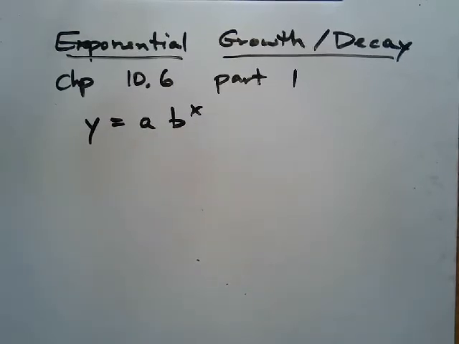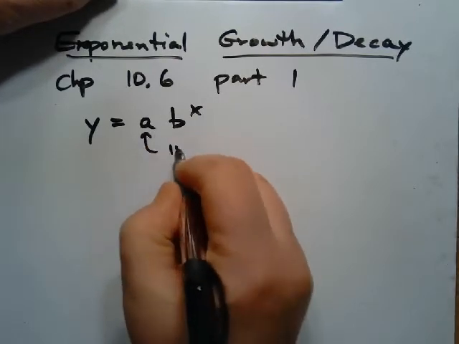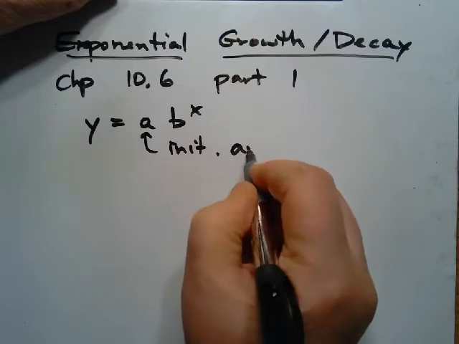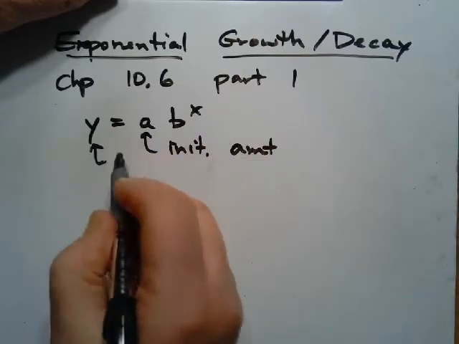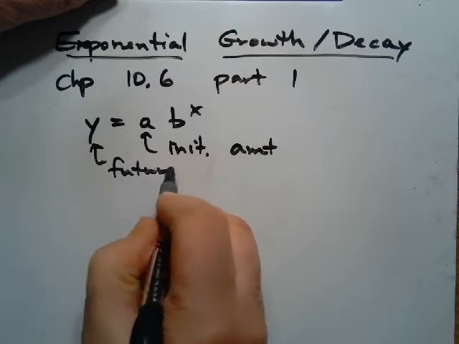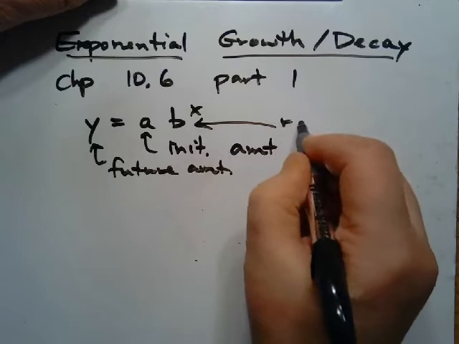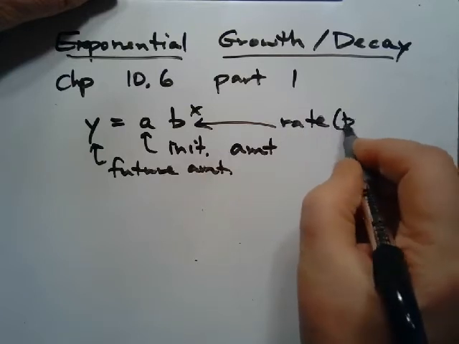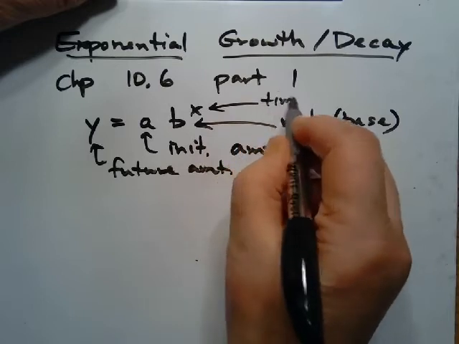And if you recall, everything had meaning here. A was the initial amount. Y was that future amount. B is the rate, and we call it the base. And X typically talks about time.